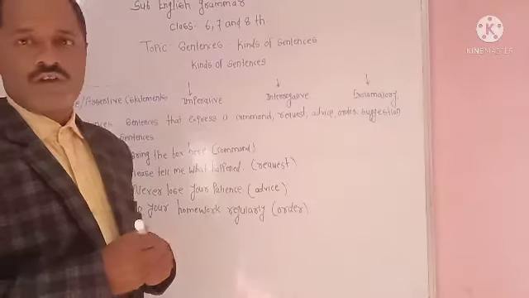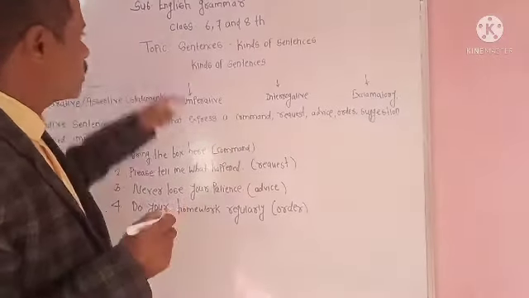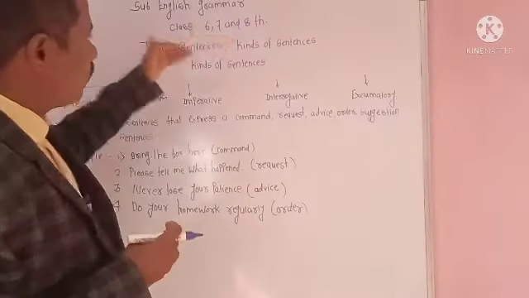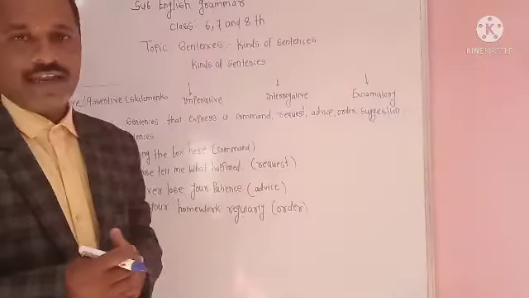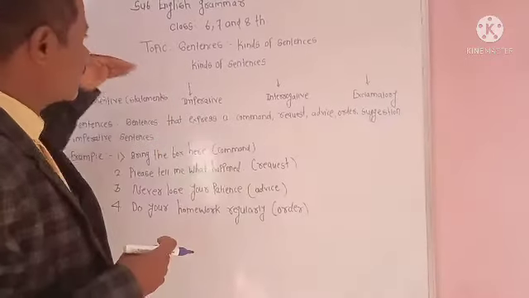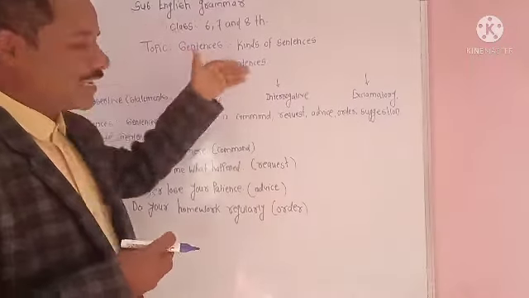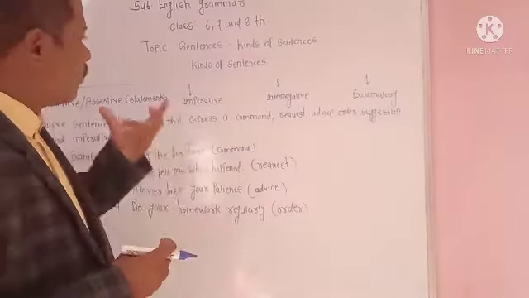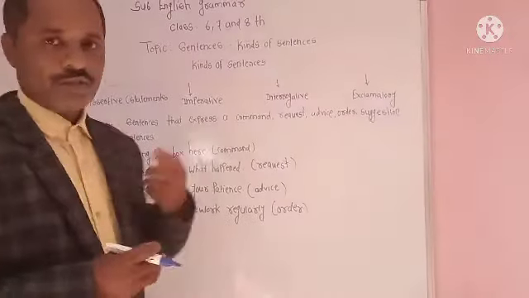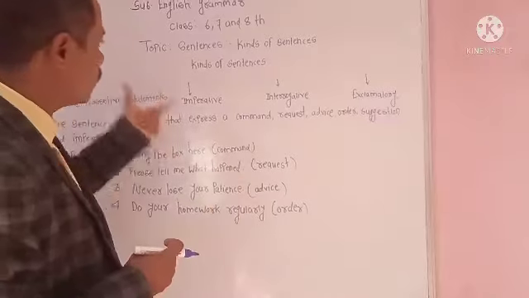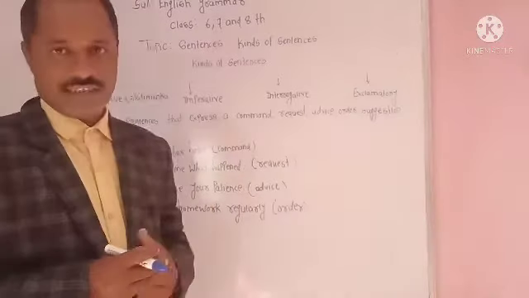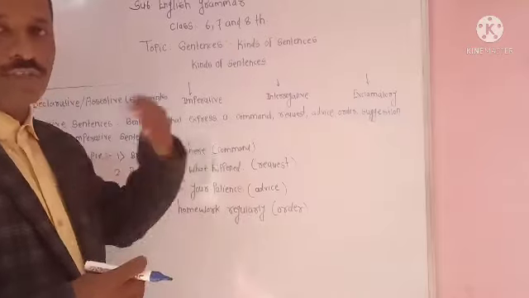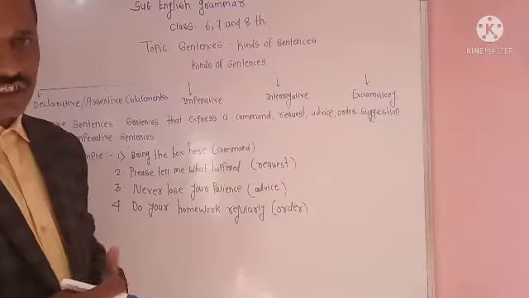Students, last period we started the first topic, which is called sentences, and this topic is common for standards 6, 7 and 8. While discussing sentences, we discussed the definition of a sentence, the important features of sentences, and the parts of sentences. Today we are going to learn about the kinds of sentences. Which kinds of sentences are there in our language?